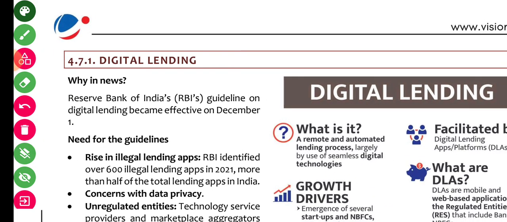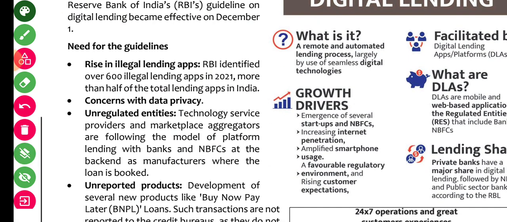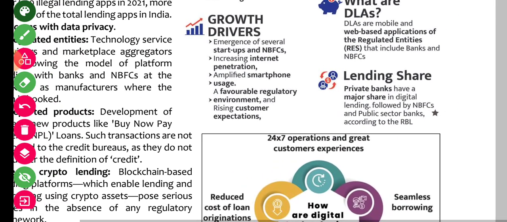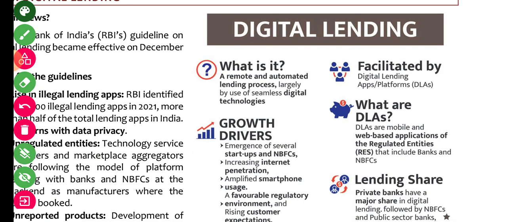Digital lending. Why in news? Bank RBI's guidelines on digital lending became effective on December 1st. So, need for guidelines: rise in illegal lending apps, concerns with data privacy, unregulated entities, unreported products, rise in crypto lending. So these are the concerns for which RBI has issued the guidelines.